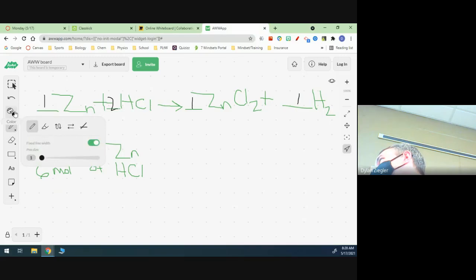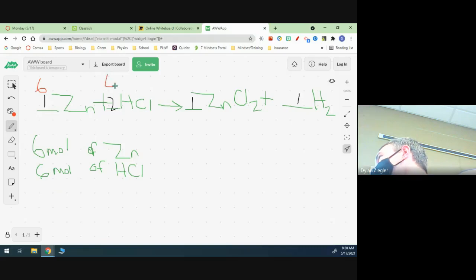Now, to find the limiting reactant, 2-step process. 6 moles of Zn, I'm going to put that number on top. 6 moles of HCl, I'm going to put that number on top. Step 2, divide and pick the lower number. 6 divided by 1 is 6. There we go. 6 divided by 2 is 3. 3 is smaller than 6. That's my limiting reactant right there, HCl.